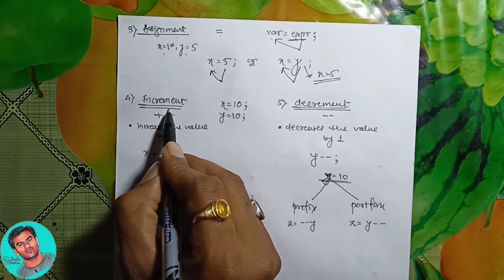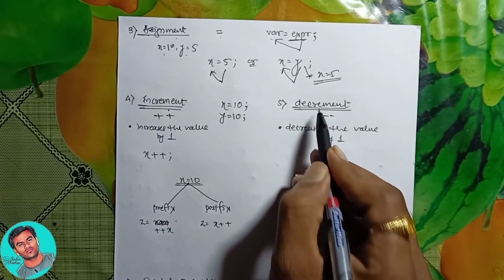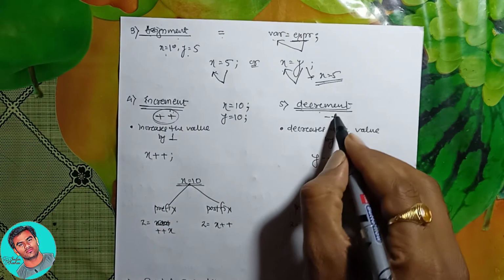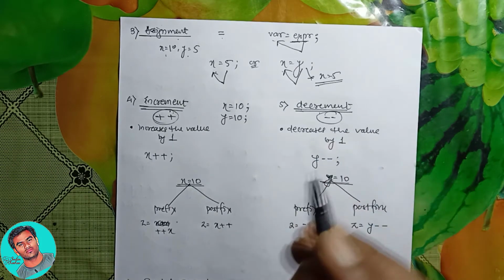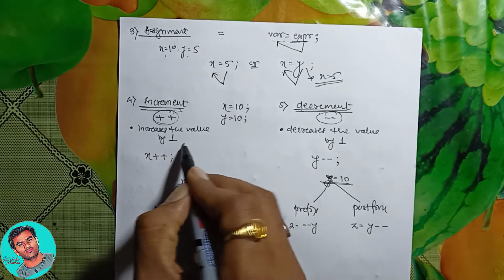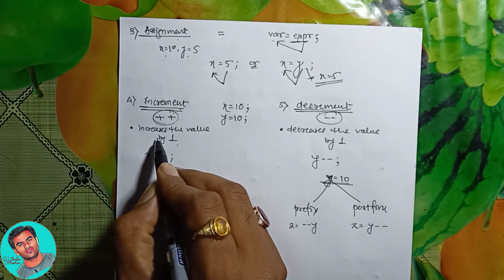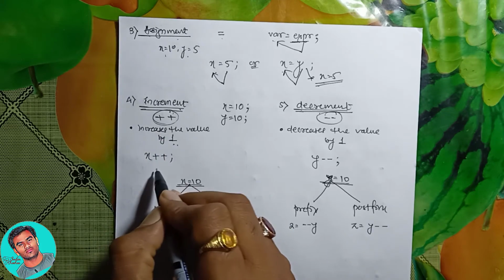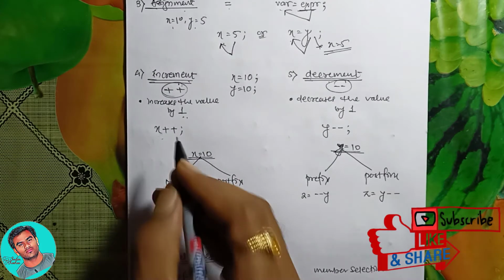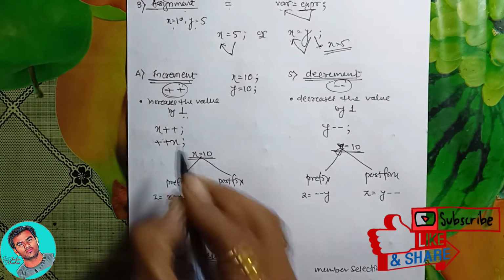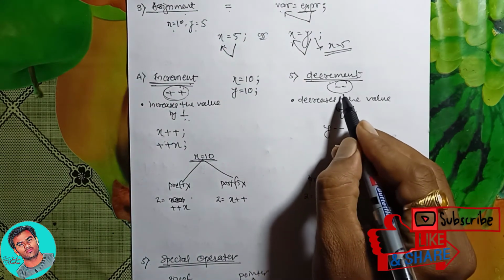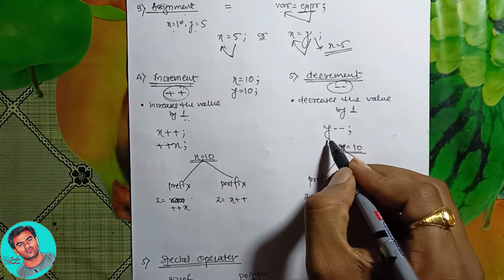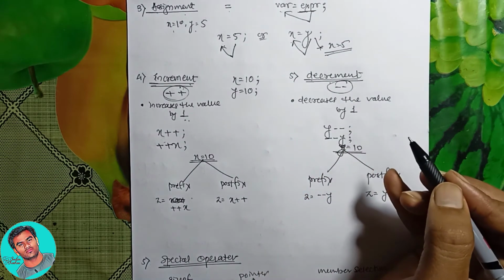The next one is an increment or a decrement operator. So here the increment operator itself is plus plus, and the decrement operator is minus minus, okay. This increment operator increases the value by 1 of any variable to which it gets attached. It increments the value of that variable by 1. For example, x plus plus, or it may be written like this, plus plus x, okay. And the decrement operator, when it gets attached to any variable, decreases the value by 1, y minus minus or minus minus y, okay.